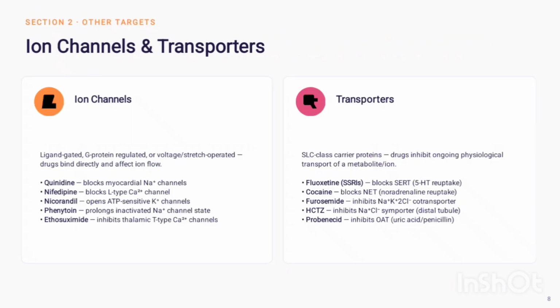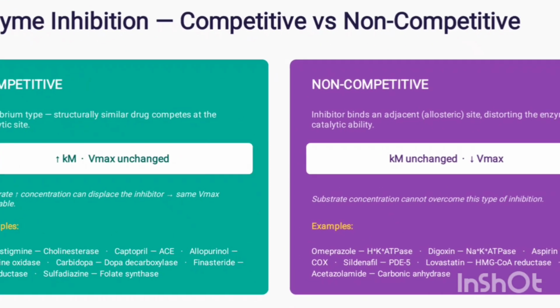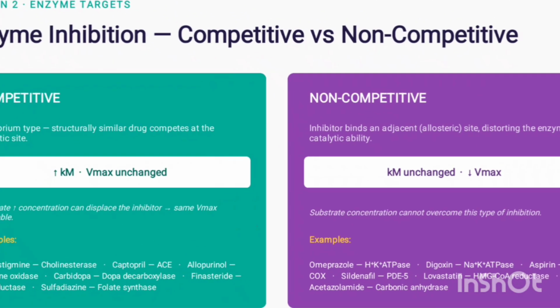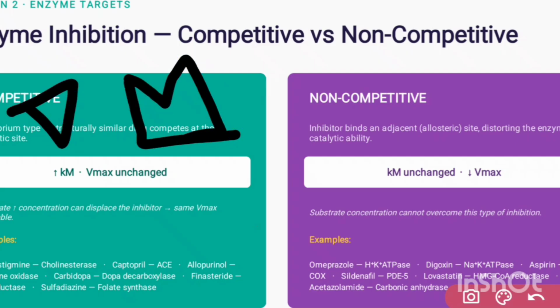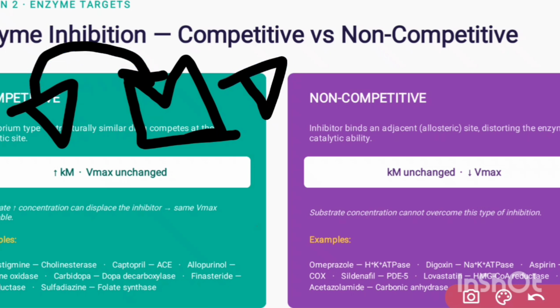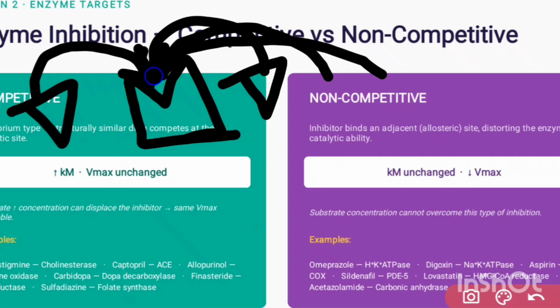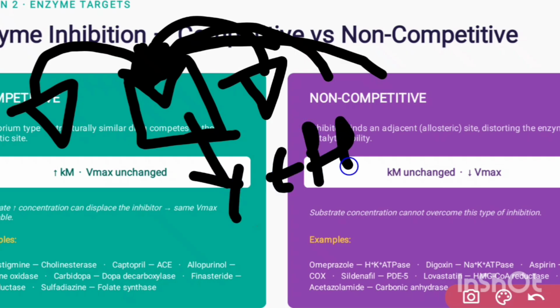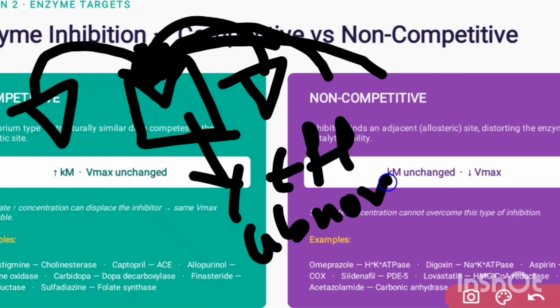In competitive inhibition, the substrate as well as the drug have structural similarity. For example, if this is the enzyme, this is the substrate and this is the drug. They both have structural similarity for this catalytic site, so both compete for the catalytic site. Whoever has higher affinity will bind. If we give the drug at a higher concentration, the drug will bind first. That's why the effect is inhibited, and an abnormal product will be formed.